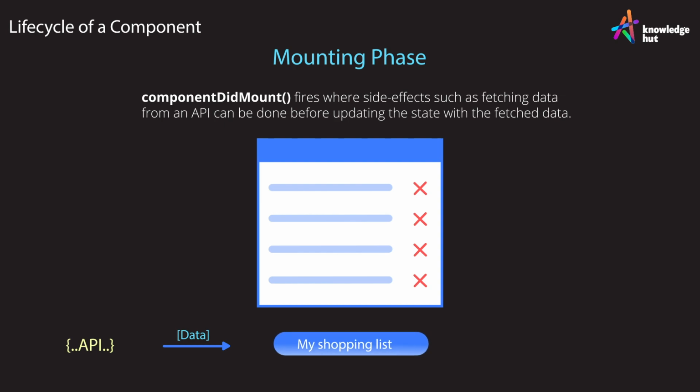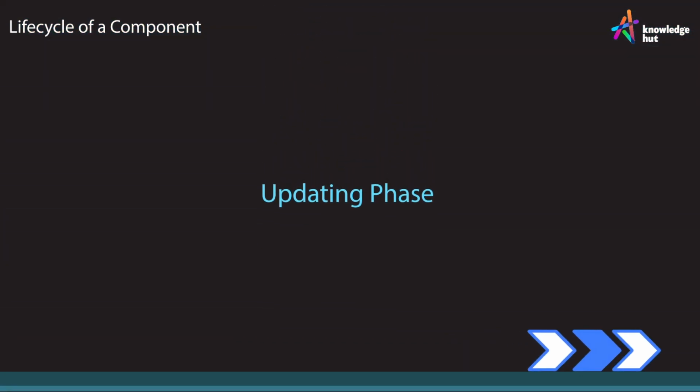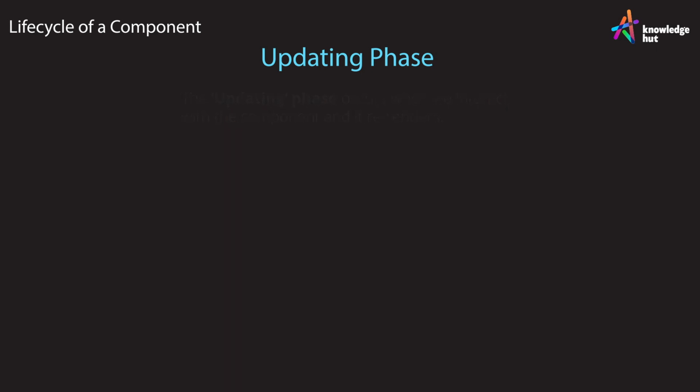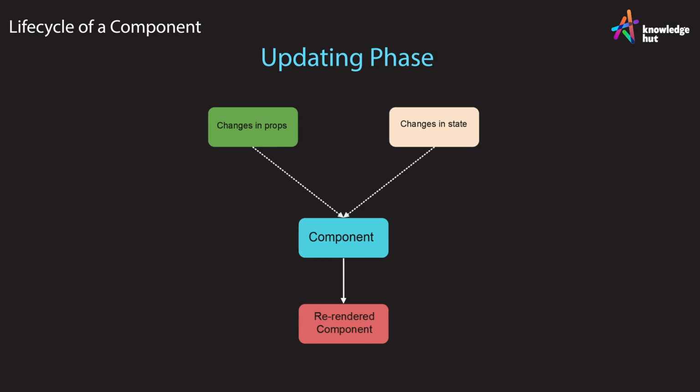Once the state is set, the component re-renders. This finishes the initial mounting phase. From this point onwards, our component is in the DOM as we move to the updating phase. The updating phase occurs when we interact with the component and it re-renders. This interaction includes receiving updated data through props or as an update to the state.